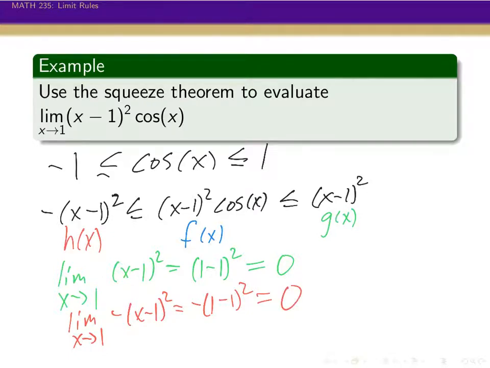So now the limit of g of x is equal to the limit of h of x. f of x is caught in between there, and so we can conclude that as x goes to 1, our function is going to 0 as well.